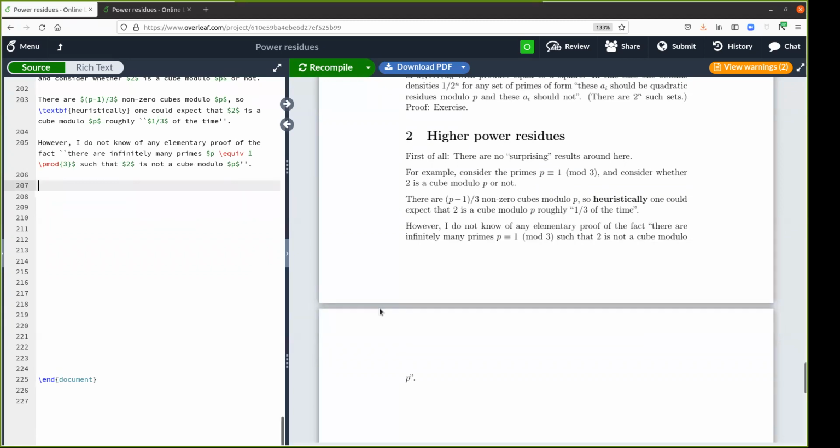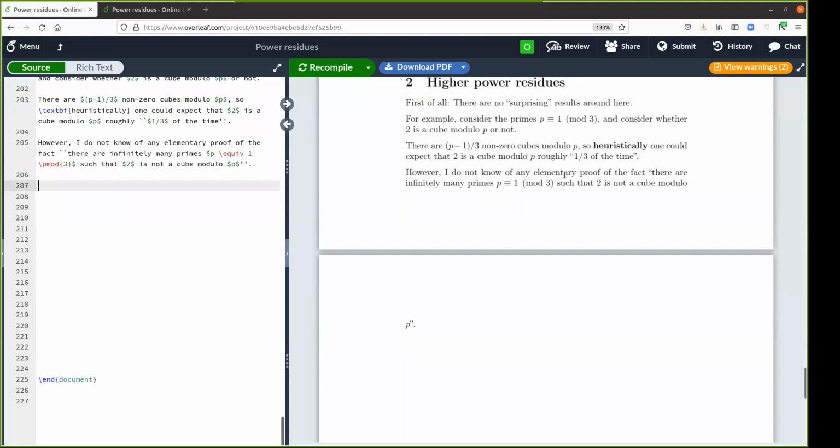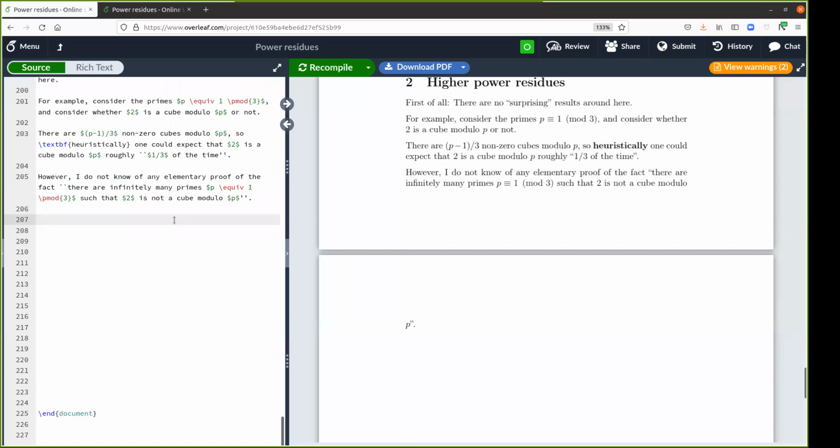These questions are unfortunately quite difficult. For example, I do not know of any elementary proof of the fact that 2 is not a cube modulo p for infinitely many primes p. If you know of any, then please let me know. But yeah, that's a difficult question.